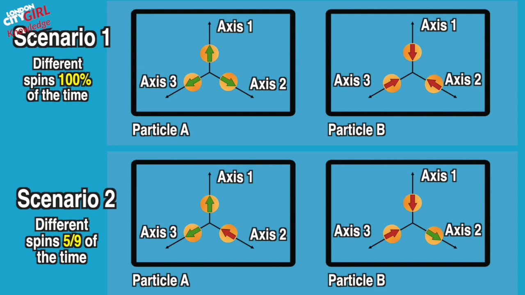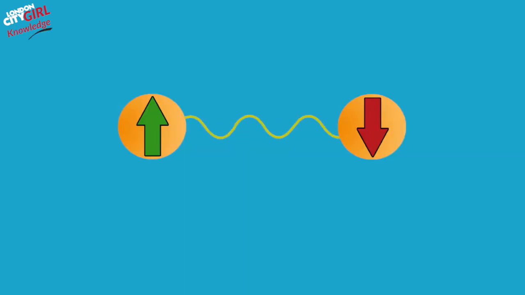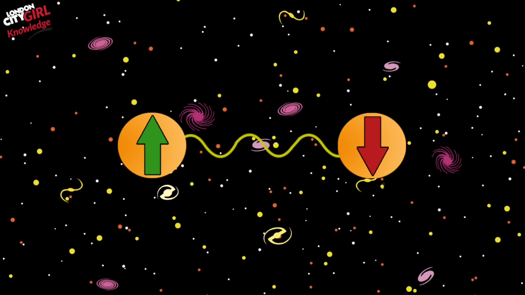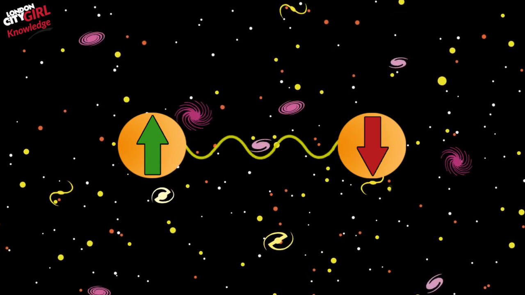So what were the results? Well, the spins were different 50% of the time, and the prediction of quantum mechanics held true, whereas Einstein's alternative explanation didn't work. And that is spooky action at a distance, summarized and explained.